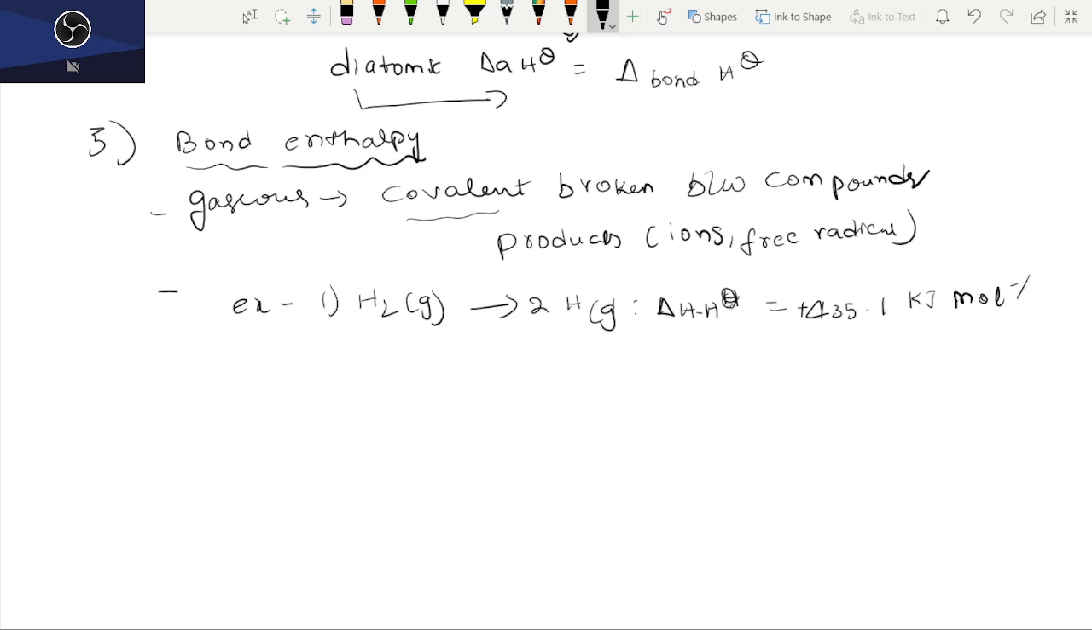In the second equation, if you take CH4 in the gaseous state, carbon is there in the gaseous state, plus 4 hydrogens in the gaseous state.